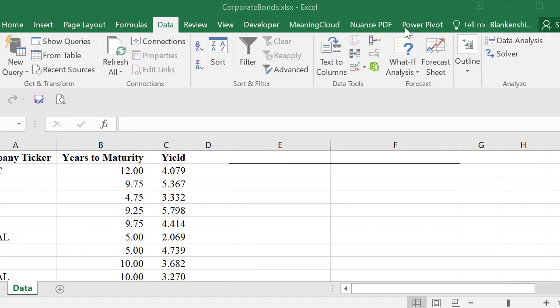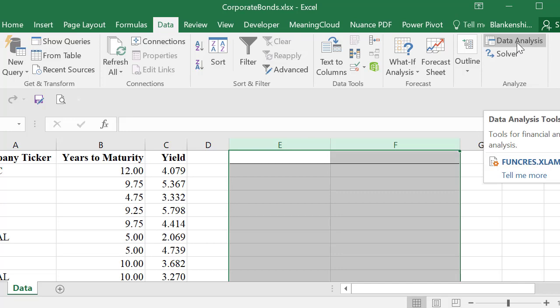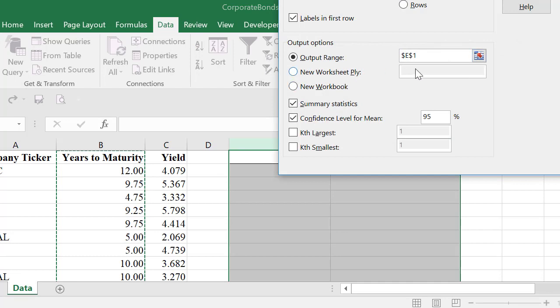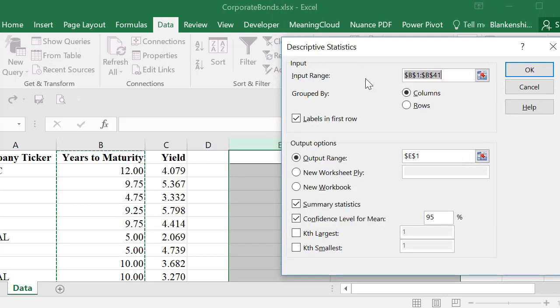Just so you can see me, I'll click on data analysis and I'll do descriptive statistics. And I've already done this before, but let me move this down for you to see.